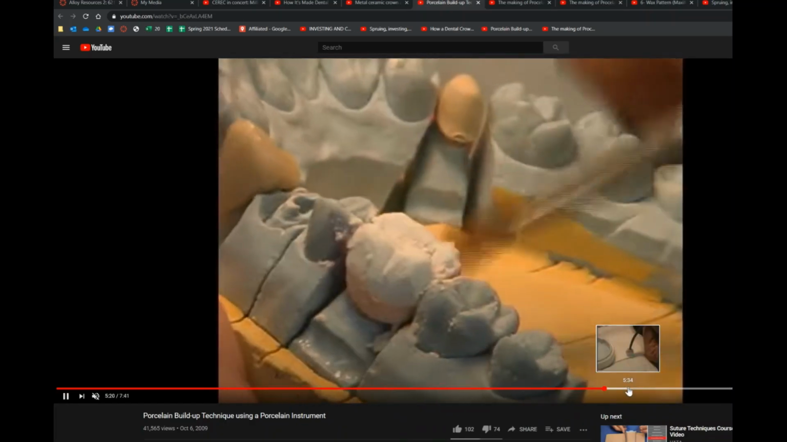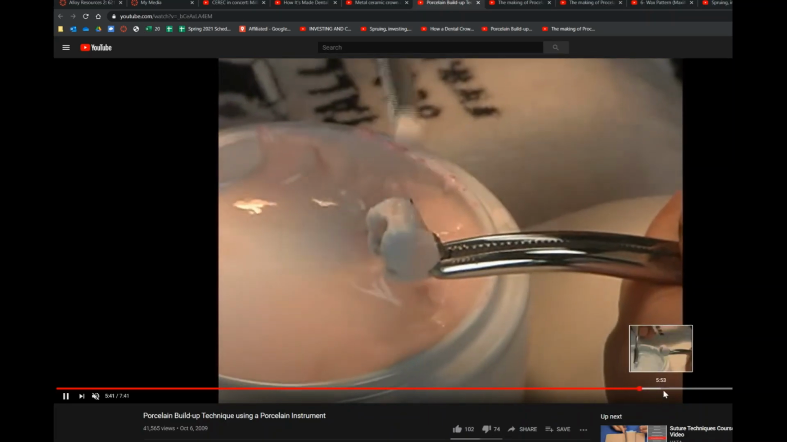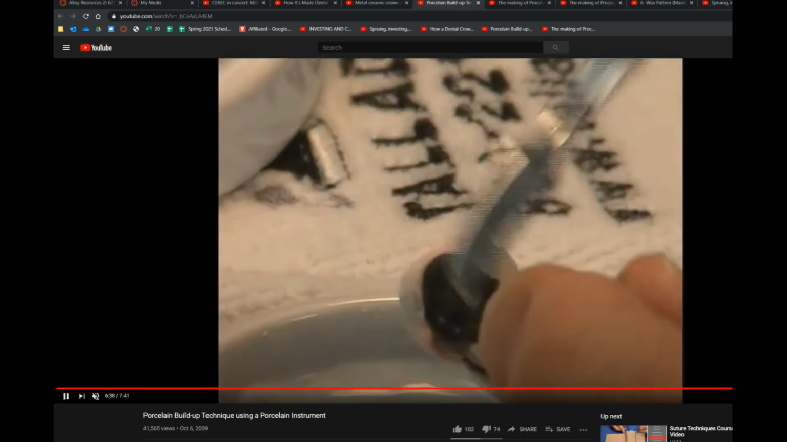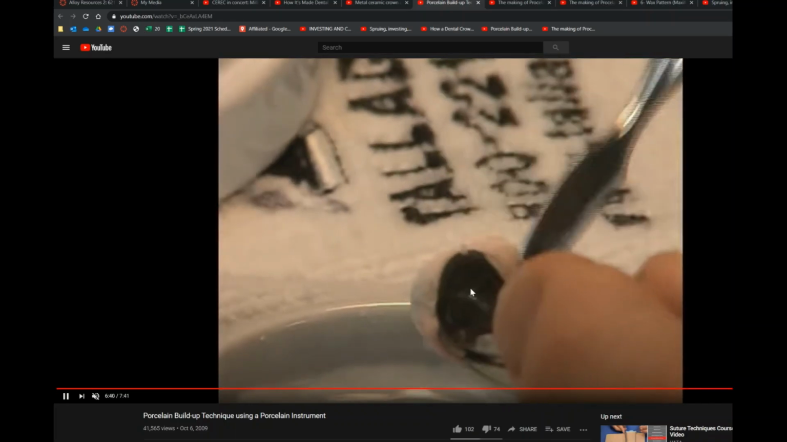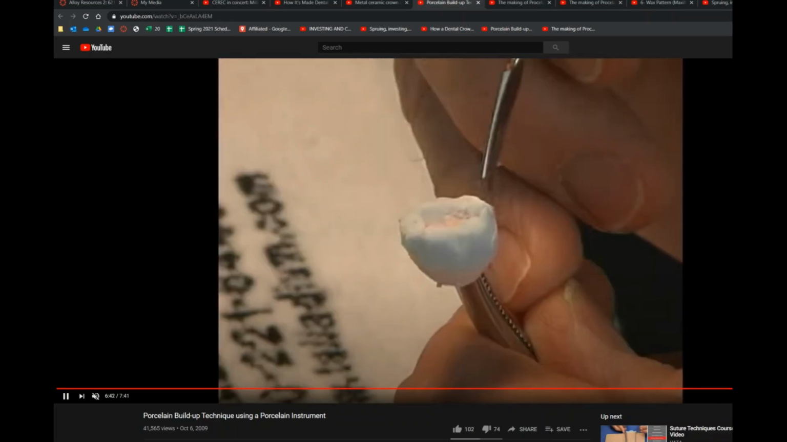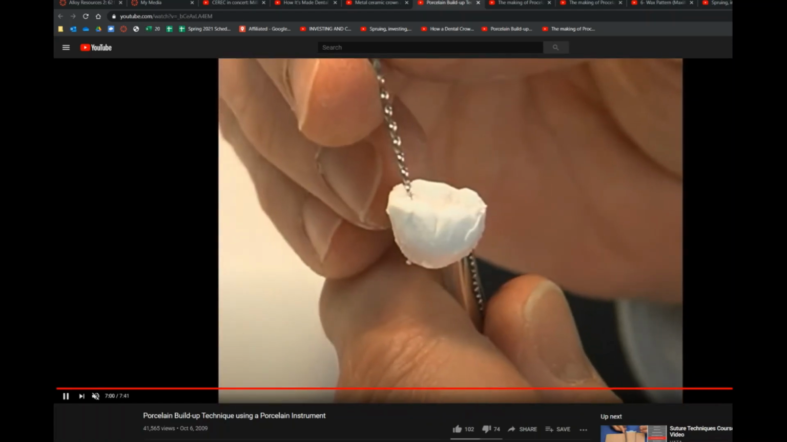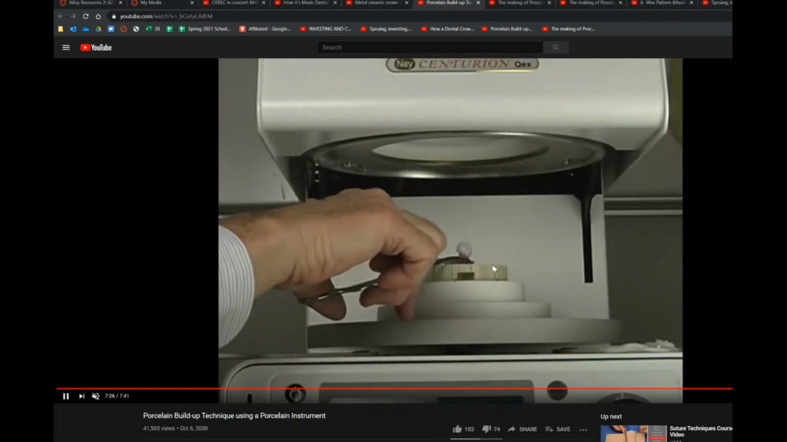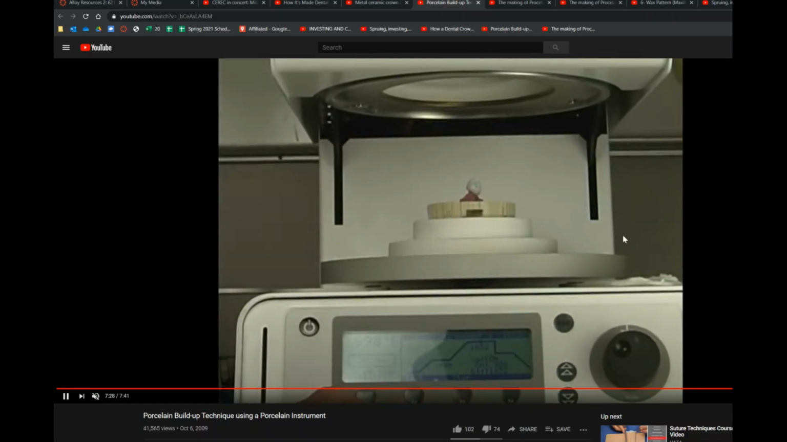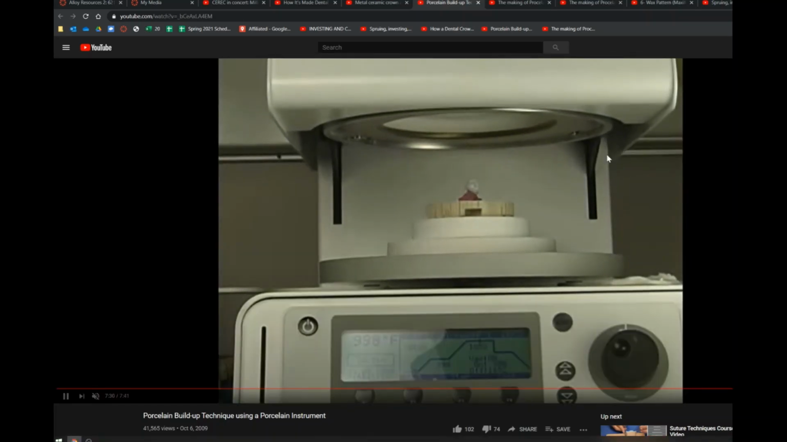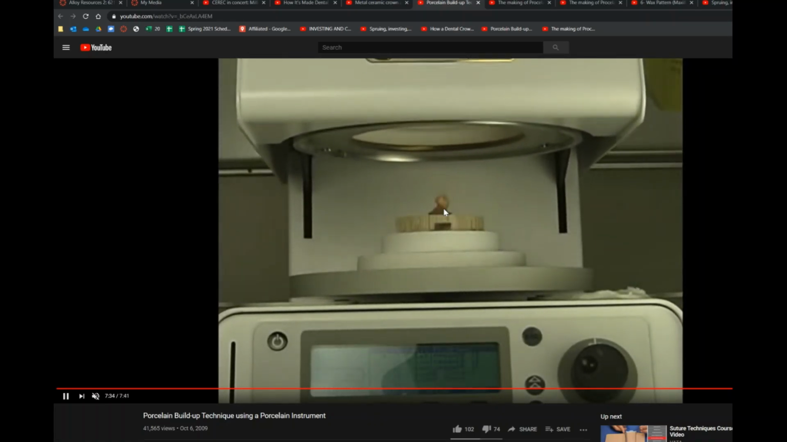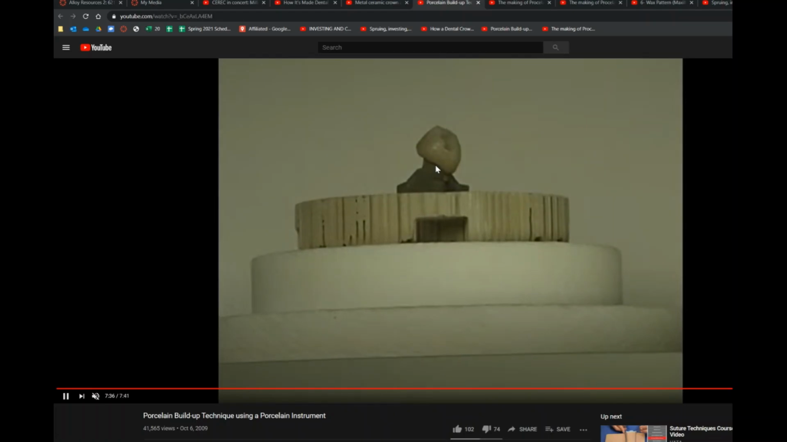So see, they're just putting back the anatomical landmarks, adding a few layers here and there, and see the metal from the inside, we can see it. And now they're going to put it in the oven, the firing thing, and they would just fire it, and they would not show us too much of a closer look, but you can kind of see how it will look. Now it looks like a regular tooth.